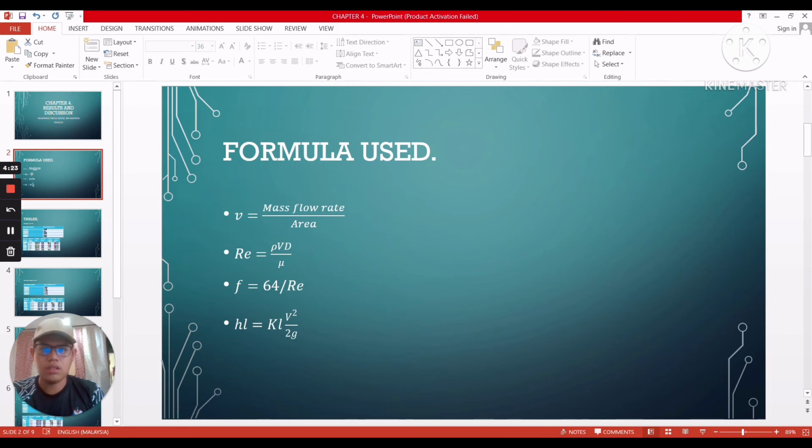So I have been using the properties of water at 20 degrees. So I am referring to the books. Next, for the friction coefficient, I have used 64 over Re, which is the formula for laminar flow. The head loss formula uses KL, which is the friction coefficient for the pipe fittings. V is the velocity of the flow, and g is the gravity value.